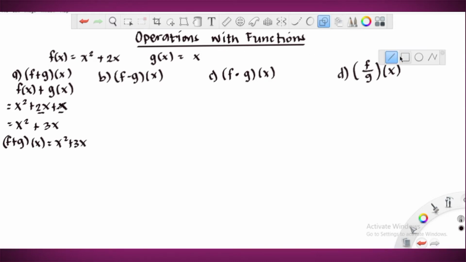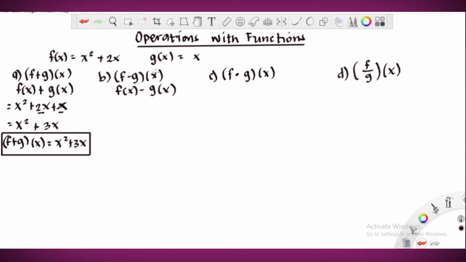That simple. Okay? So let us put our answer inside the box. Let us have letter B. So f minus g of x, so the operation here is subtraction. This is the same with f of x minus g of x if we are going to distribute x to f and g. So we will just substitute the values.